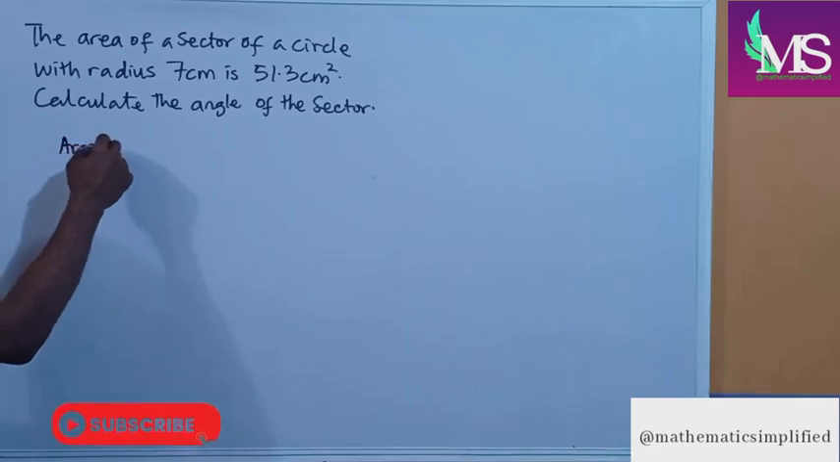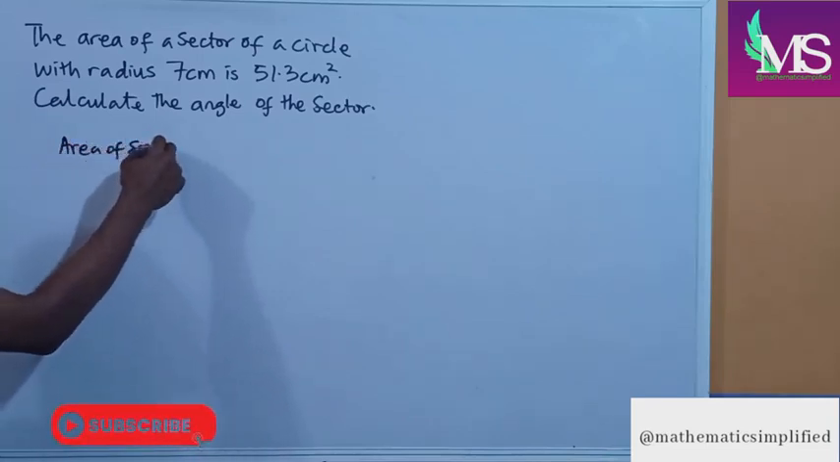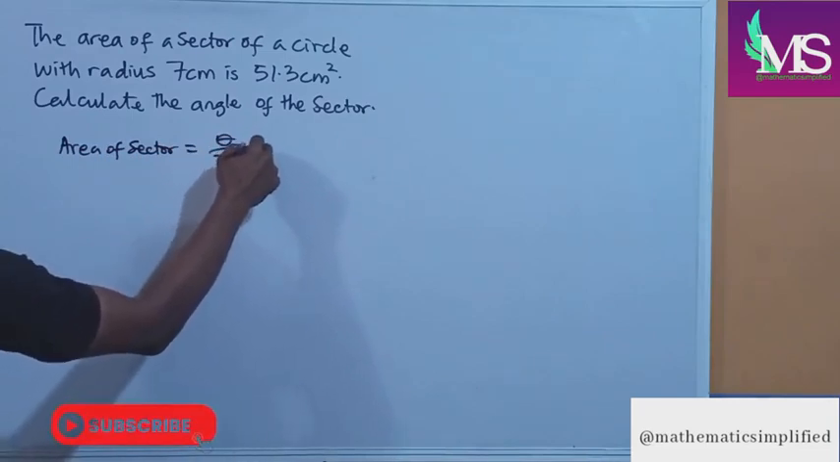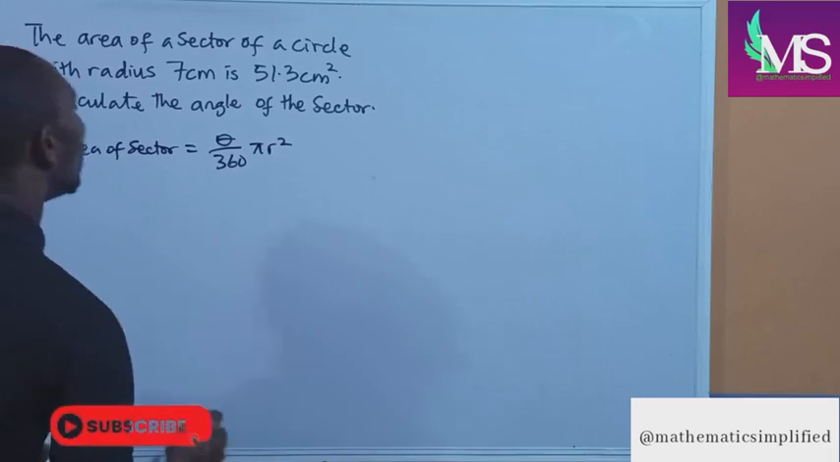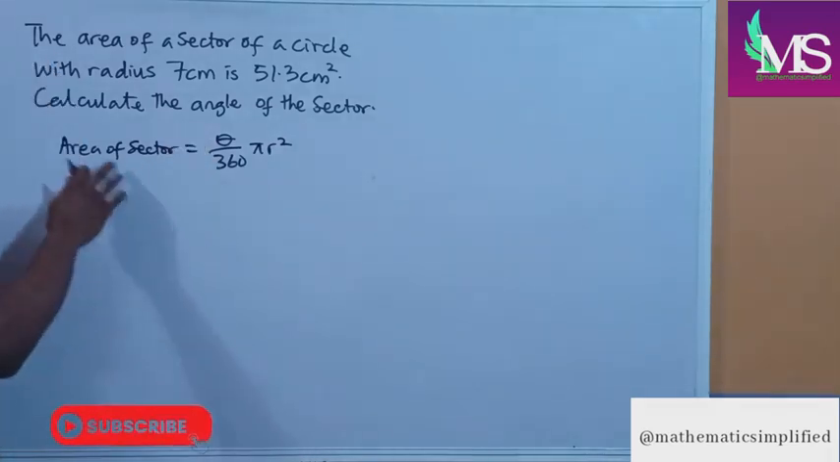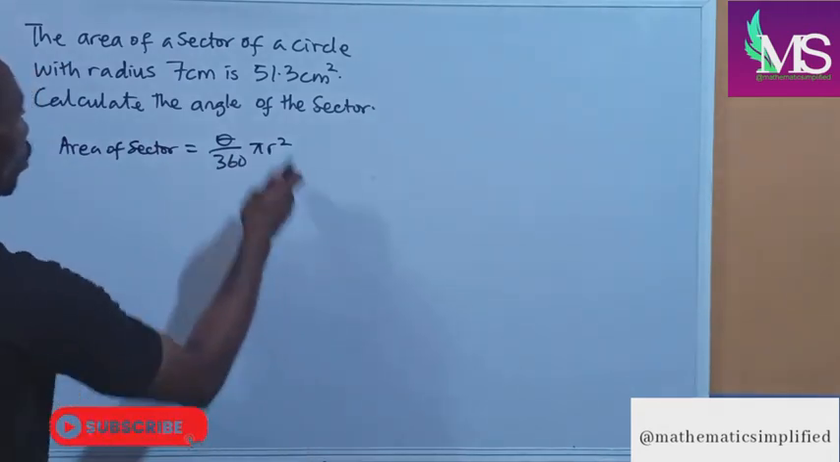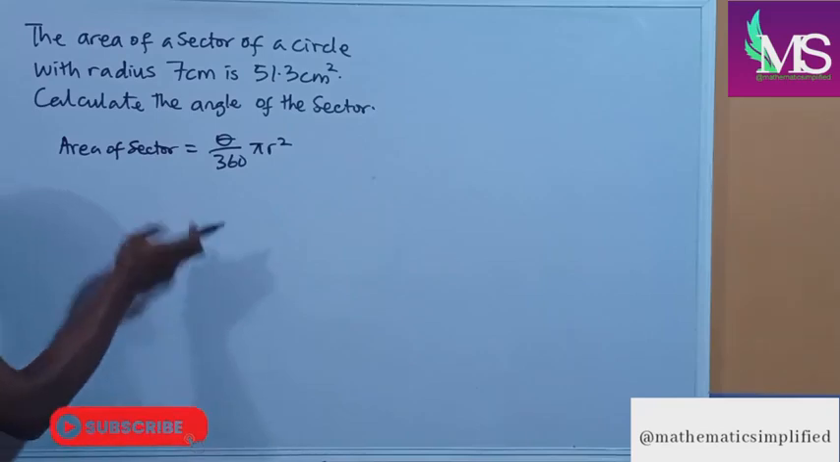Now, for this, we are going to have our area. Remember that area of sector equals theta over 360 pi r squared. Now, we have to be looking for this. We've been given the area. Pi is constant, 22 over 7, and we've been given the radius as 7.